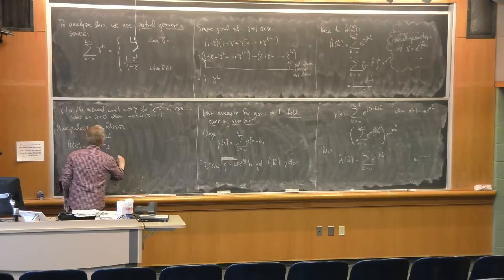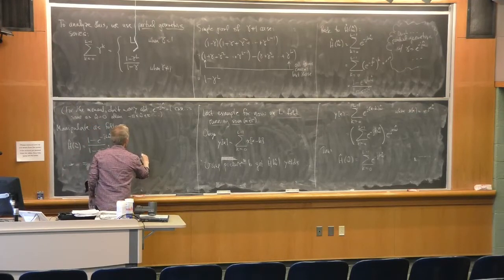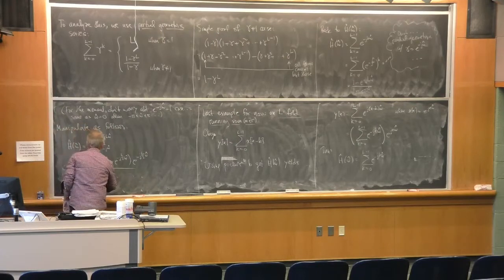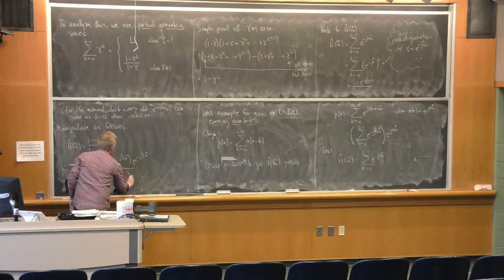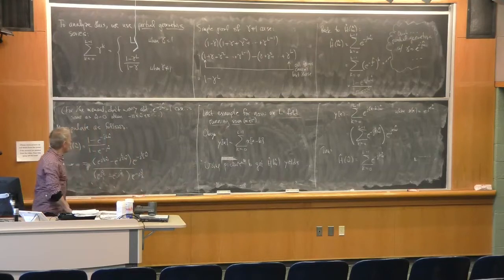minus e to the minus j L over 2 omega hat, times e to the minus j L over 2 omega hat. And we're going to factor an e to the minus j omega hat over 2 from the denominator, which gives us e to the j omega hat over 2 minus e to the minus j omega hat over 2. Okay, so that's the first step.